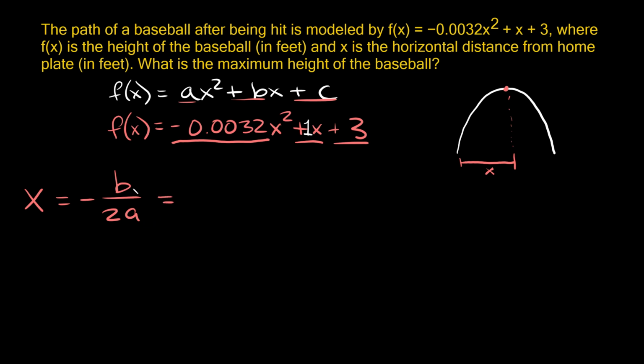So then here we're simply going to plug in the a and b from our function. So b, let's see, b is just positive 1, right? So here this is going to be equal to negative, right? And then we're going to have a big fraction right there. And then again, b is positive 1, so put a 1 right there. And that's over 2a, so 2 times a, and a again is right here, negative 0.0032.